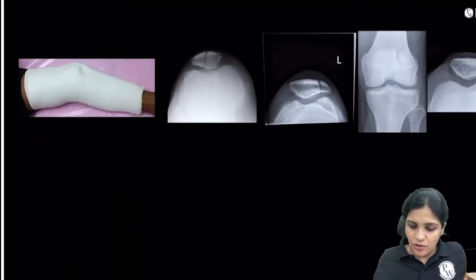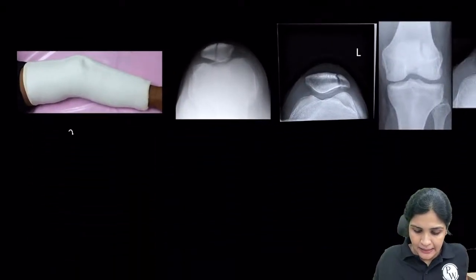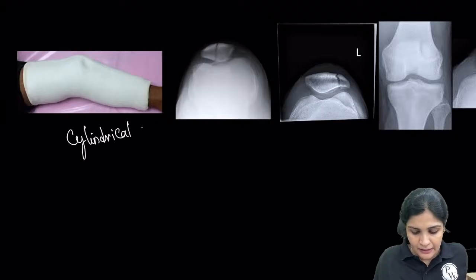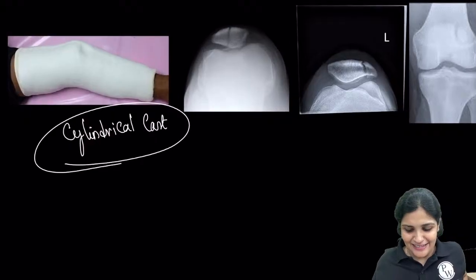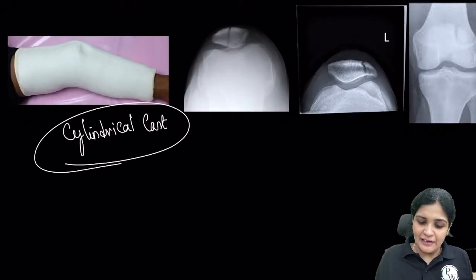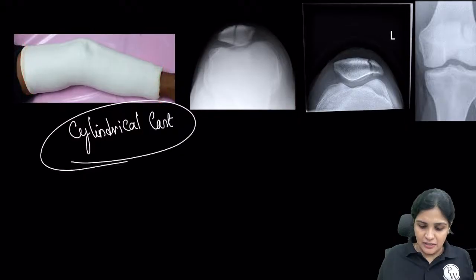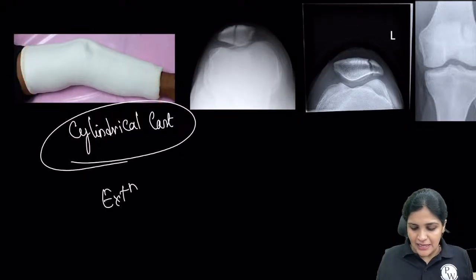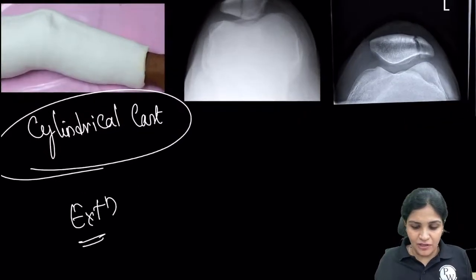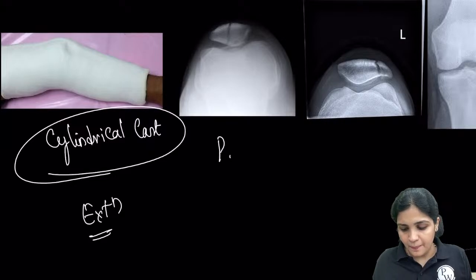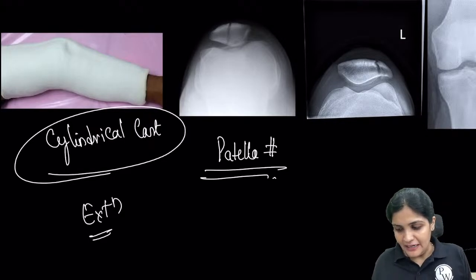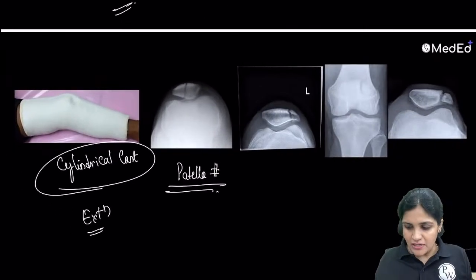Then what is this? What is this cast? This is called the cylindrical cast. So if you see, it is only up to the malleoli, right? So this is in extension. So this is an extension cylindrical cast. Where do we use this cast, in case of what fracture? Patella. Yes, patellar fracture. What is this view called?